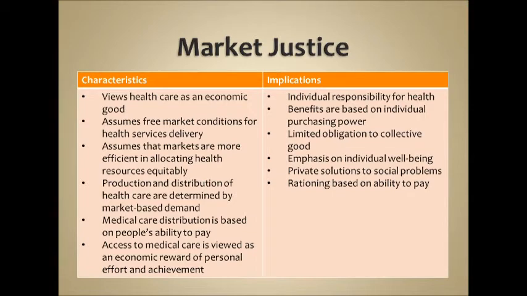In market justice, we have the characteristics on the left side and then the implications on the right. Of course, these characteristics bring about different implications. This looks a little bit more like our system, where there is more of an individual responsibility for health, as is seen when we are encouraged to lose weight and quit smoking, and also we have to pay a lot of co-pays and deductibles when we use healthcare, even if we're part of a health plan. Benefits are based on individual purchasing power, so we punish those people who don't have very much money. We believe they deserve less healthcare.